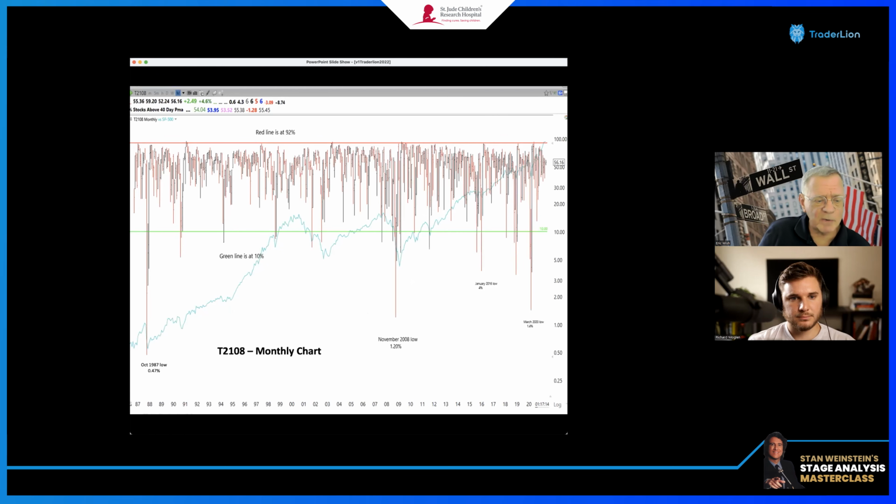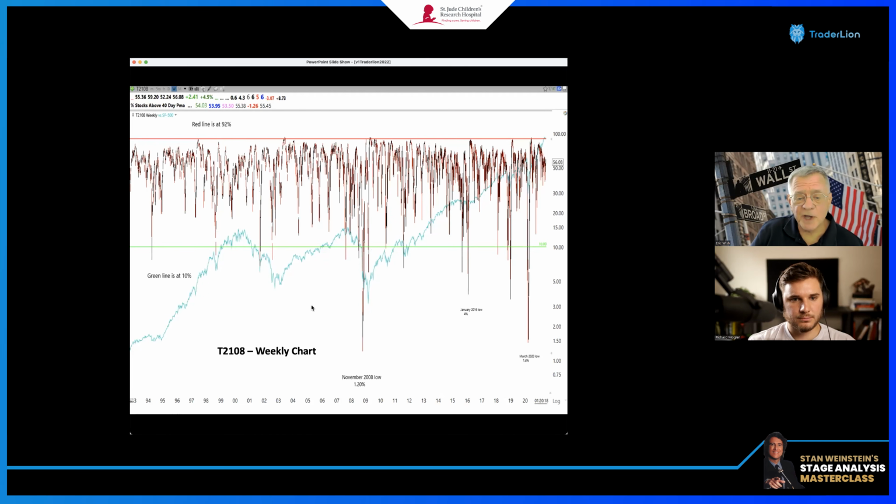So here's the T2108 since it was started. This is a monthly chart. In October 87, it got down to 0.47%. It's never been that low. But look at all the other times we've had bad markets. Here's November 08, 1.2%. Here's March 2020. It got down to 1.4%. When you get down to, like, I said below 10, but when you get below 5, you've got to be looking to buy something, meaning the market, okay?